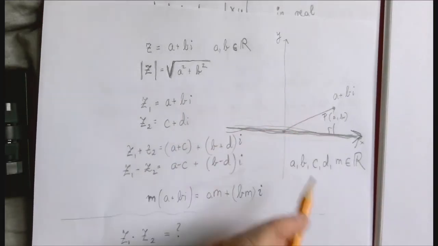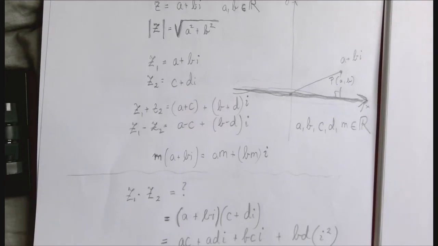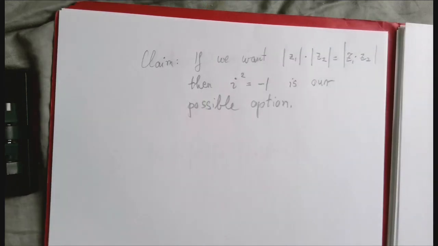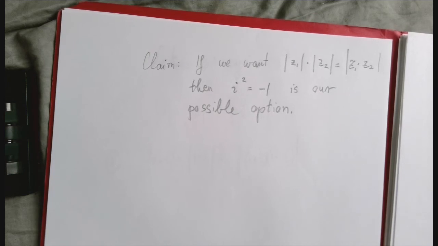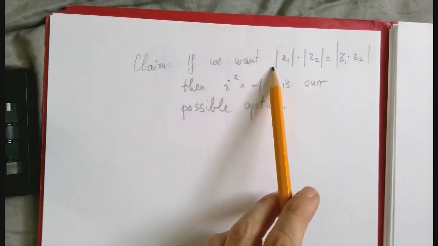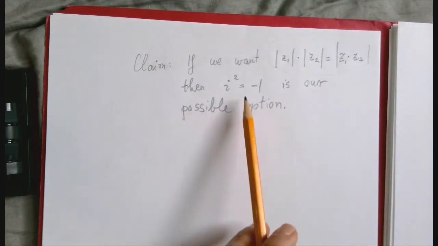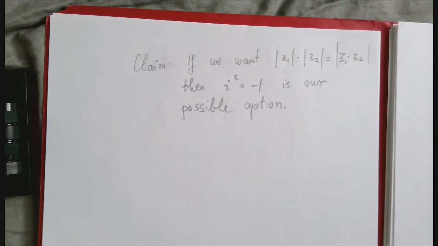Next, we defined addition, subtraction, and multiplication by a real number over complex numbers. These were intuitive, not very surprising rules. The absolute value being multiplicative is not a very exciting statement over the real numbers. Here is what we're going to prove today. Given the properties we already developed about complex numbers, to have this statement true over the complex numbers, i squared equals -1 is a necessary condition.